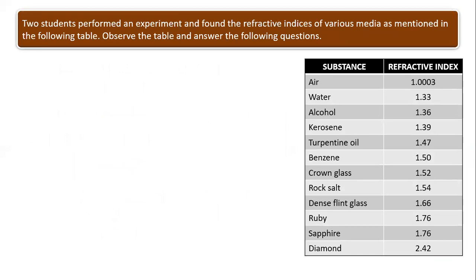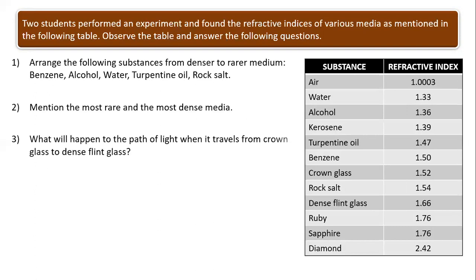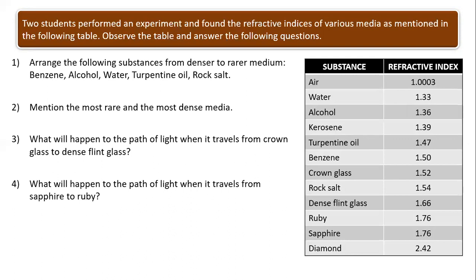Now they did some experiment and they found the refractive indices of all these different substances, and these are the values of the refractive indices of them. Observe the table and answer the following questions, and the questions are first, second, third, fourth, fifth. Don't worry students, let us go one by one. First, arrange the following substances from denser medium to rarer medium.